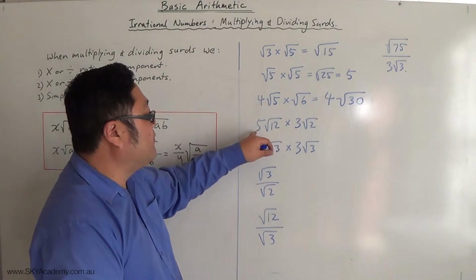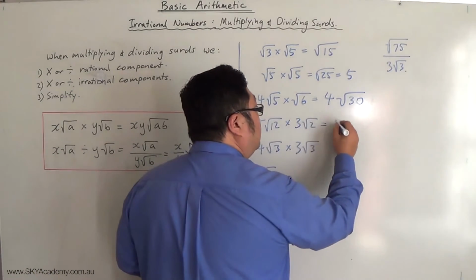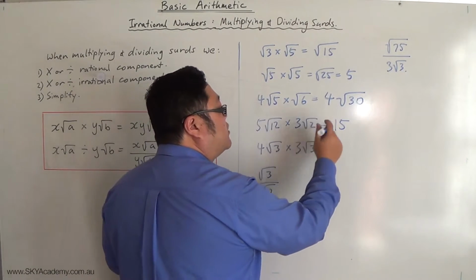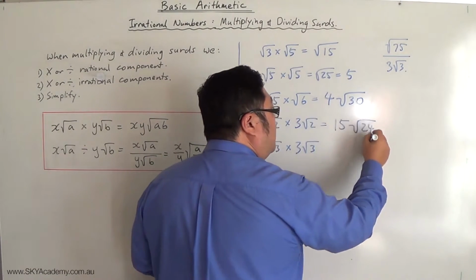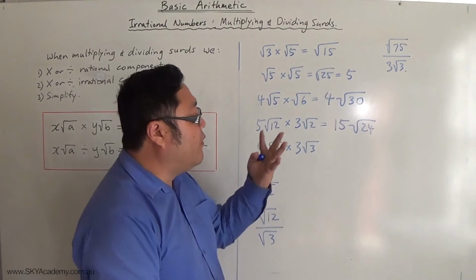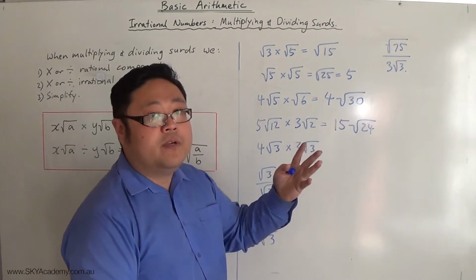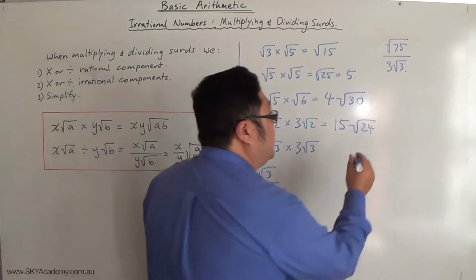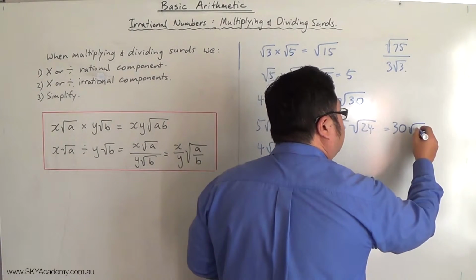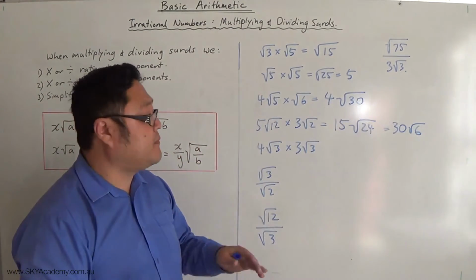This one here, 5 times 3 is 15. The square root of 12 times the square root of 2 gives you the square root of 24. And you can simplify the square root of 24. 4 goes into 24, and 4 is the perfect square of 2. So the answer would be 2 times 15, which is 30 root 6. And that would be the answer for that one.